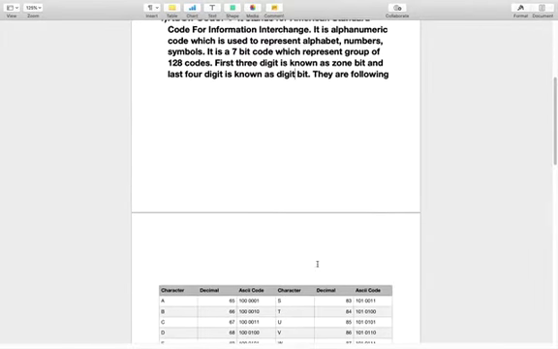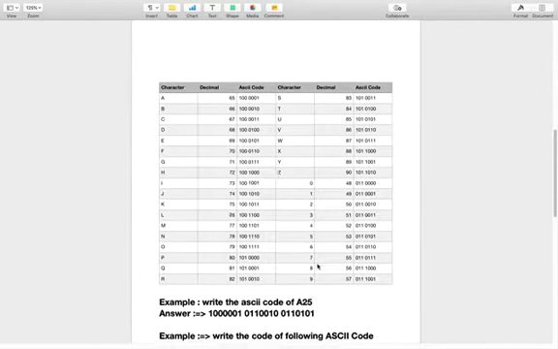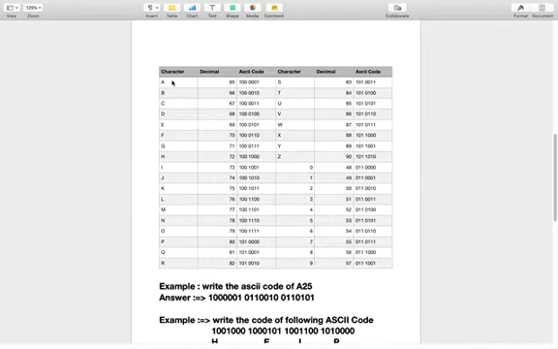Now we learn how we can write the ASCII code. First we write characters A, B, C, D, E, F, G up to Z, and we write numbers from 0 to 9. In a computer, uppercase A is denoted by 65 in decimal, B is 66, C is 67, and it continues. For A, the ASCII code is 1000001. So it is a 7-digit number.